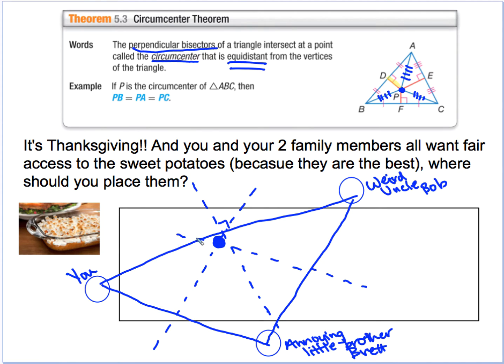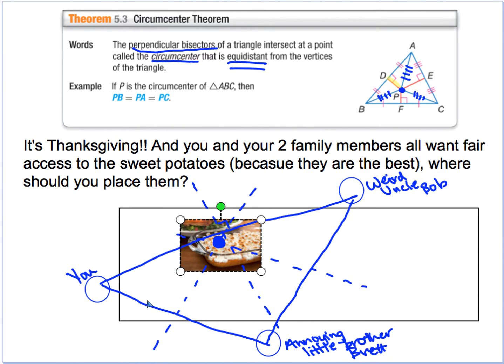Now something to keep in mind, your circumcenter may not always be inside the triangle, and we'll look closer at that on Monday. But don't worry if you draw the circumcenter and it's not inside the middle. It's not necessarily going to be there. It all depends on what angles you have for your triangle. But there's our circumcenter. This point right here is going to be the same distance to you as it is to weird Uncle Bob, as it is to your annoying little brother Brett. So if we put our sweet potatoes right here, everybody's got fair access. That's one thing that's used quite a lot, especially to locate a point, is that circumcenter.